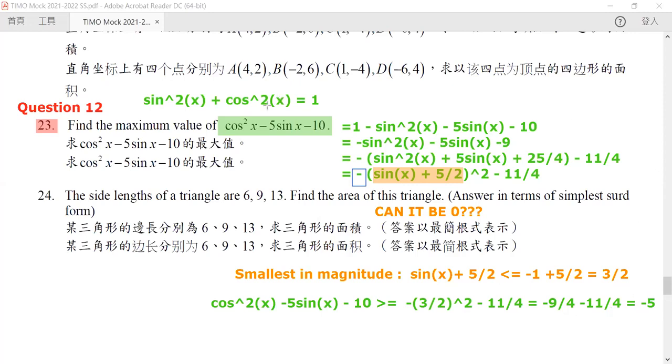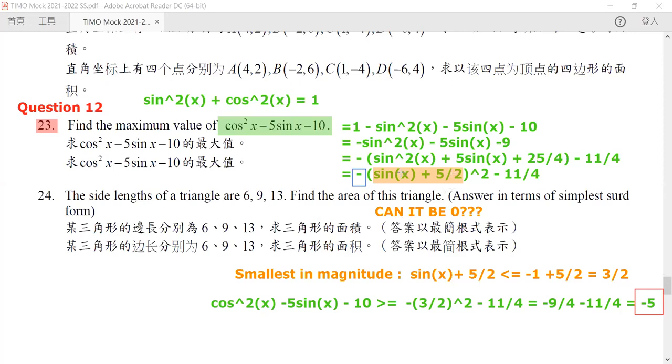Any other number, if you substitute it, will give a number which is smaller than -5. Suppose you substitute x equal to, let's say, 0. Then cosine square x is 1, minus 0 minus 10, and hence it's -9, a smaller value than our answer, -5. Okay. So this is question number 23.